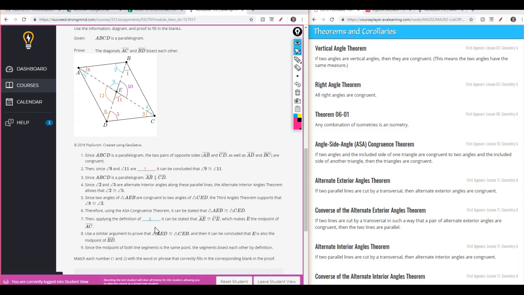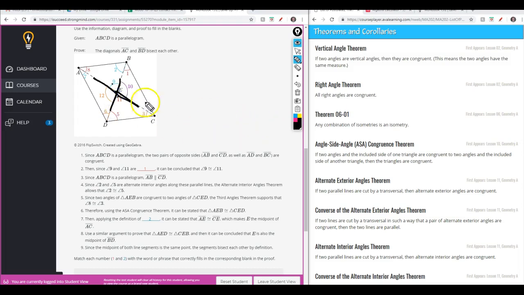Right here, I'm just going to jump to the first one. It says, then since angle 9 and angle 11 are blank, it can be concluded that angle 9 is congruent to angle 11. I'm going to ask myself, what's the relationship between angle 9 and angle 11? And notice they are right here, angle 9, angle 11. They are opposite each other of this cross.